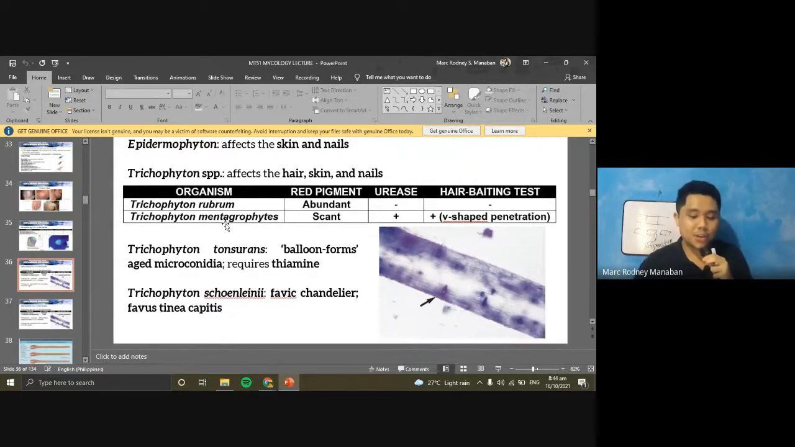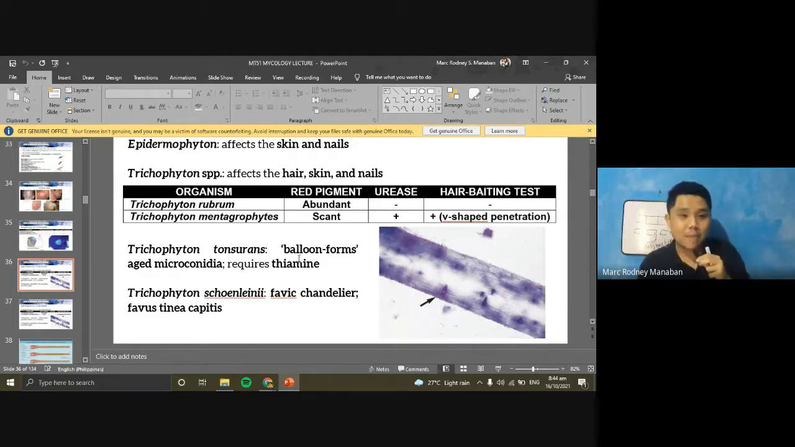Okay. Another species, you have Trichophyton tonsurans. Balloon forms ang iyahang microconidia, and it requires thiamine for growth. Next, you have Trichophyton schoenleinii, alright? Favic chandelier, katong na antlers iyahang hypha, alright? And it causes favus, tinea capitis, alright? So, yung hair, katong na antler hyphae. So, let Schoenleinii lead, charot. Okay, ayan, sige. Amen. Alright, Trichophyton tonsurans, Trichophyton schoenleinii.